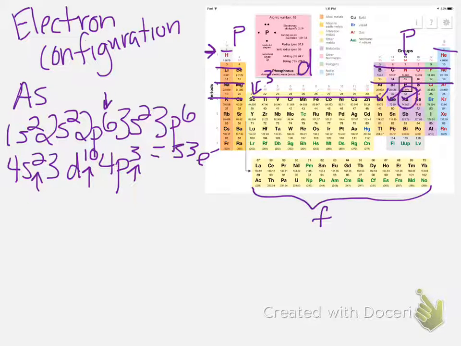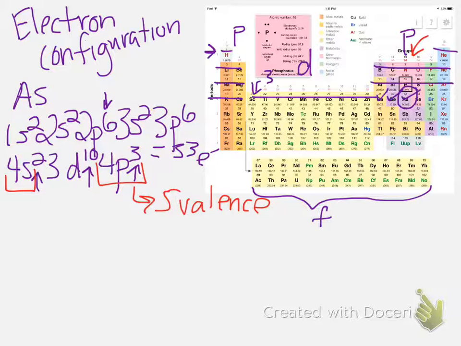Also, I can make some conclusions about my valence electrons. We see electrons in the 4s and the 4p. 2 plus 3 equals 5 valence electrons, which is a good thing because arsenic is in group 5A, and that is how many valence electrons it should have. So we can confirm that looking at this electron configuration.